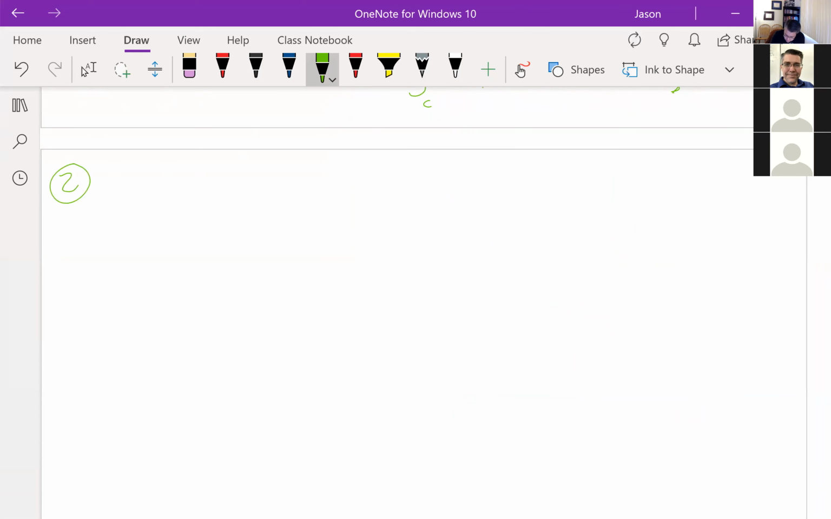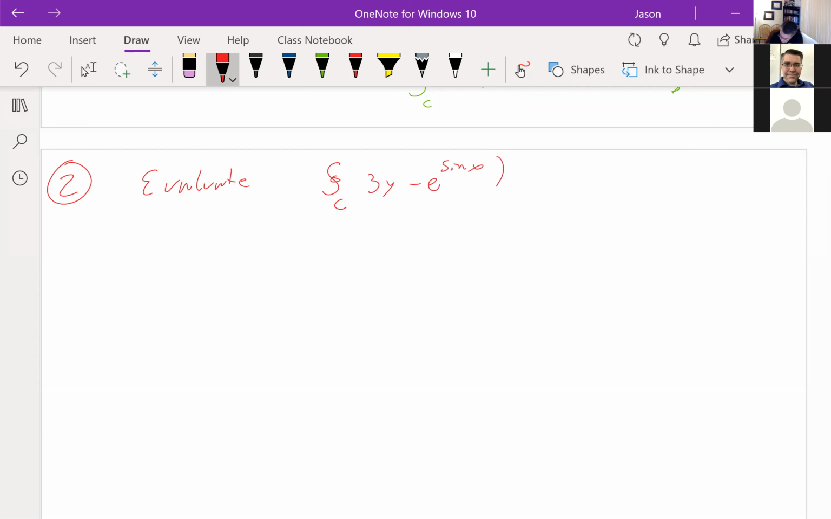Okay, number 2. Let me go back to red. Number 2. Evaluate the line integral with positive orientation around C of 3y minus e to the sine x dx plus 7x plus the square root of y to the fourth plus 1 dy.